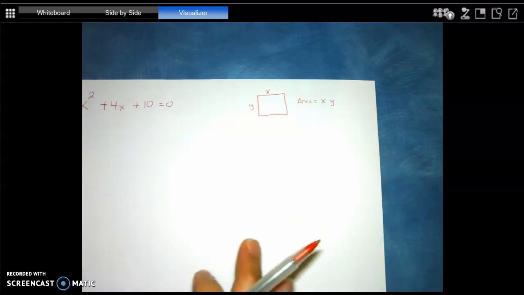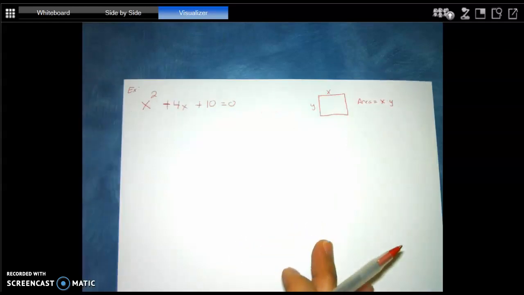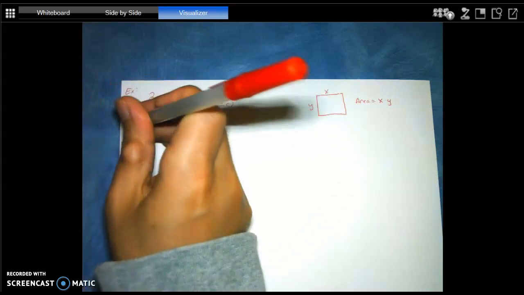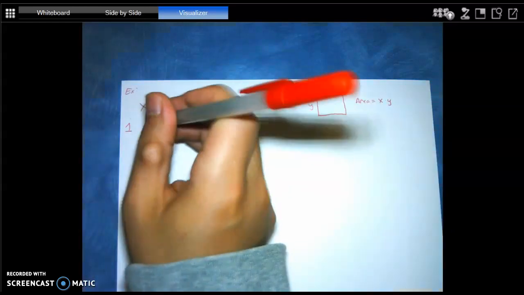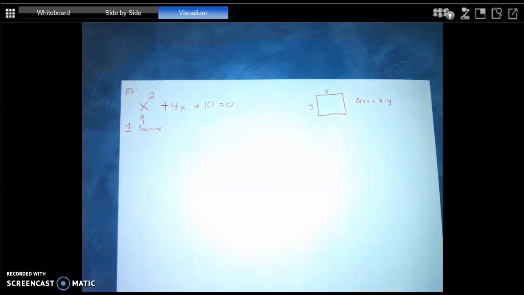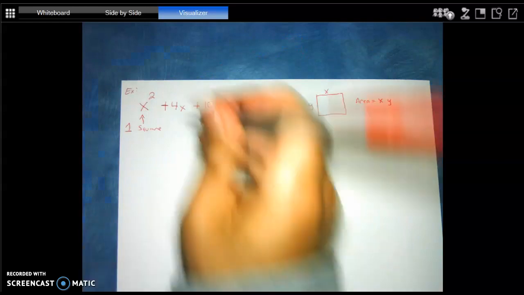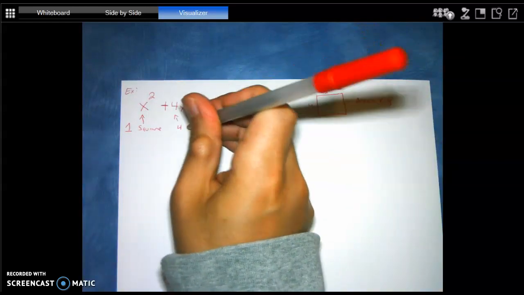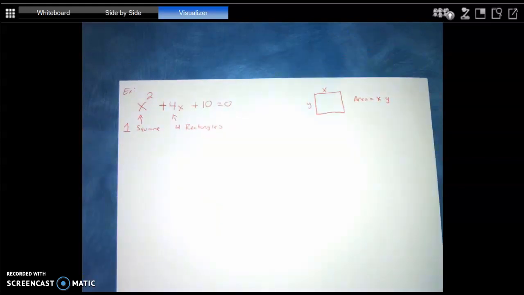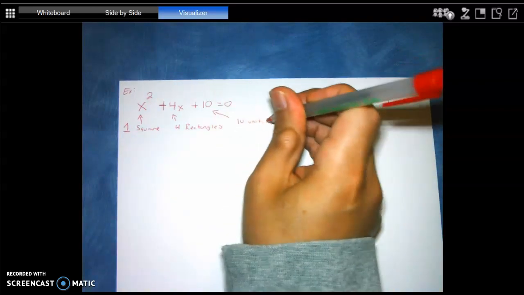That's the big idea. So if I look at what I have, I have 1x squared plus 4x plus 10 equals 0. First thing, let's get them all on one side, like they are. You've got to get it equal to 0. What this tells me is I have 1 square. That's what the x squared, the number in front, the 1 there, represents. This 4 represents 4 rectangles, and I'll show in a second what those look like. And the 10 just represents 10 little unit cubes.